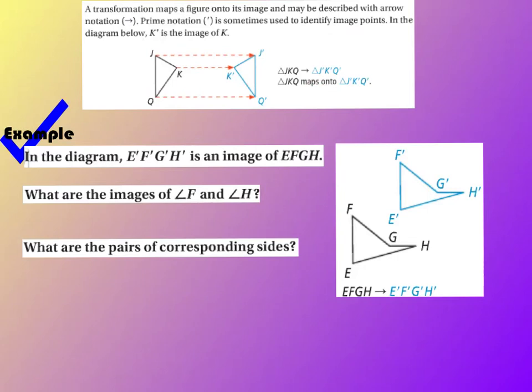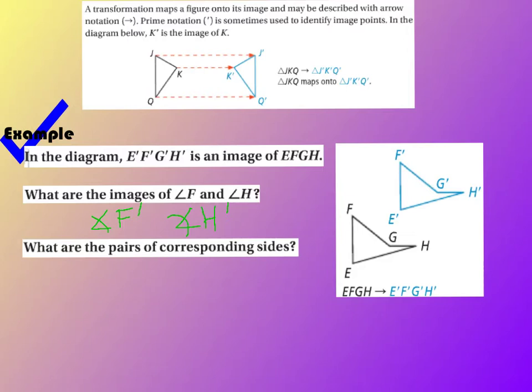So if we look at the example, in the diagram we have E prime, F prime, G prime, H prime, this picture here, and it says that that's the image of E, F, G, H. So we started here with this black image, we went to the blue image here. So what you need to do is determine what are the images of F and H. It's actually quite simple because they're named so that it's corresponding. The image of F is F prime, and the image of H is H prime. And you could say the same thing for all of the different angles in this picture.